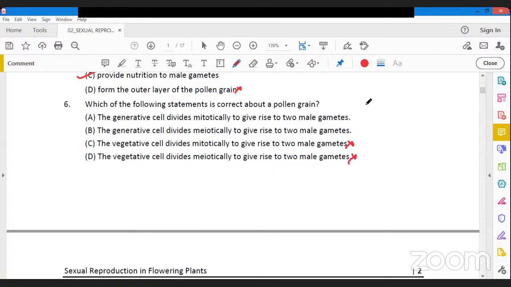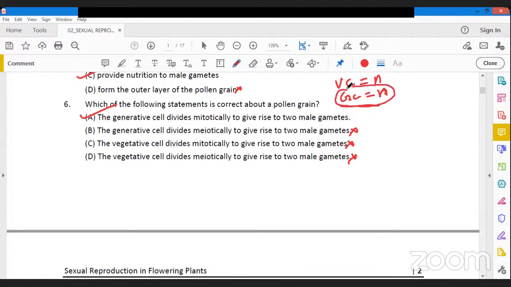It is already haploid. The vegetative cell is also haploid, and the generative cell is also haploid. Haploid cells won't undergo further meiosis, remember. They don't divide meiotically; if they divided meiotically, four cells would form. So the generative cell will divide mitotically and give rise to 2 male gametes. The generative cell will divide mitotically to give rise to 2 male gametes.